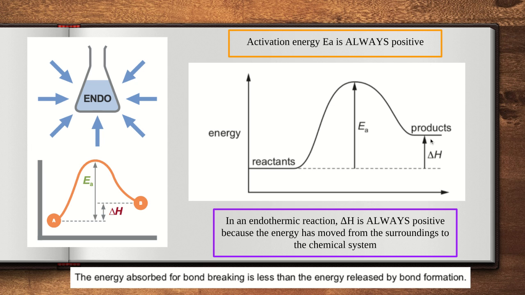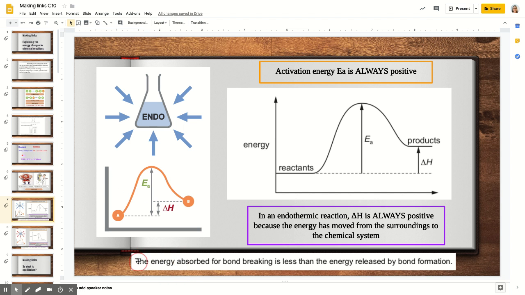And that makes sense because if you added up all of the energy absorbed for bond breaking, then it would be much less than the energy released by bond formation. So that deficit has to come from the surroundings because this side is less. So the deficit has to come from the surroundings.